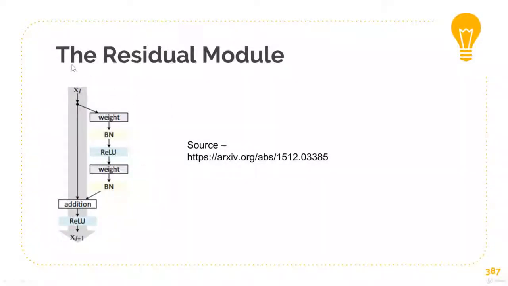This is what the ResNet residual module looks like here. Okay, you can take a look. Basically, this is an x layer here, goes through these layers here, and is added back to the x plus 1 layer here.